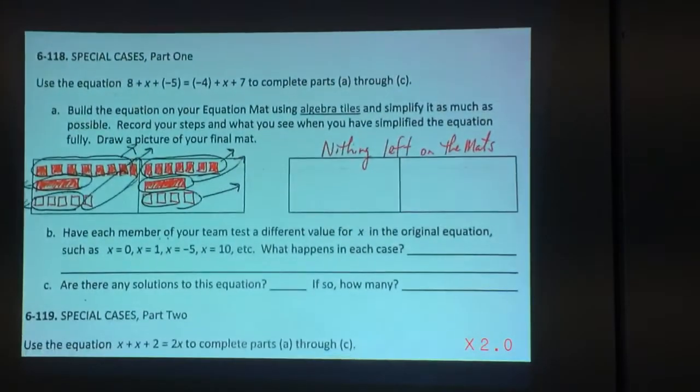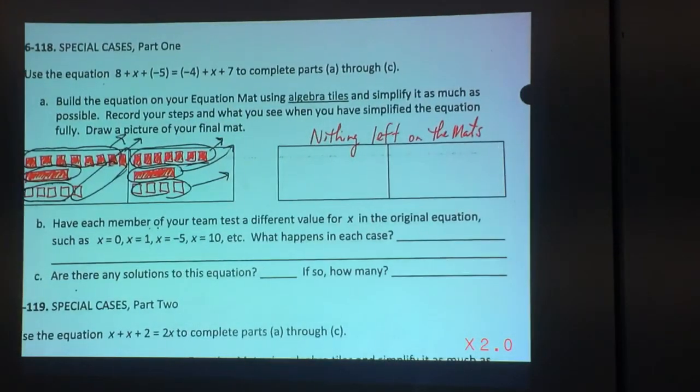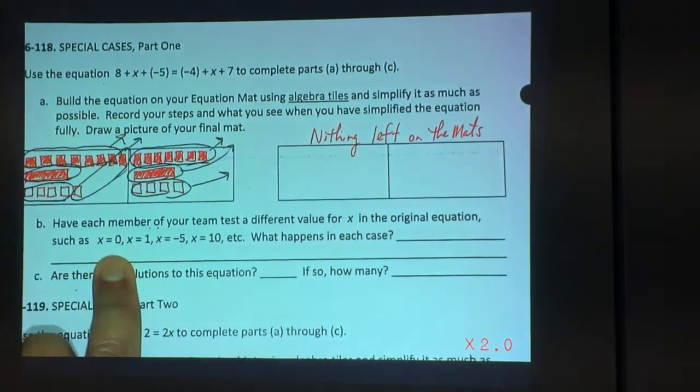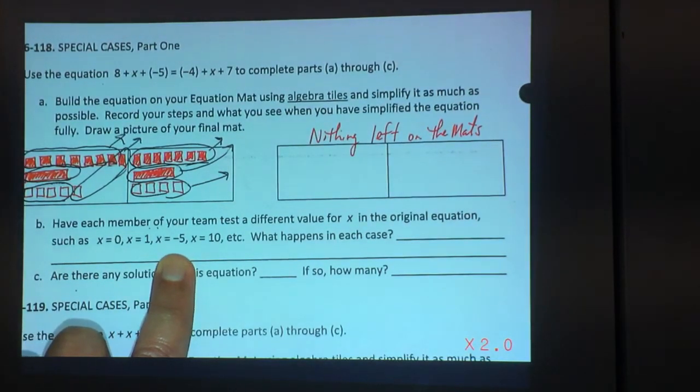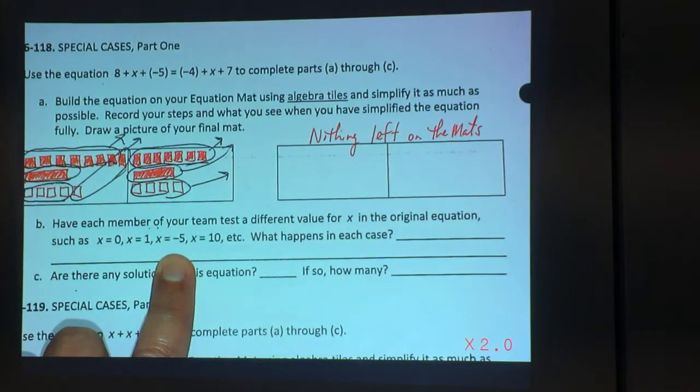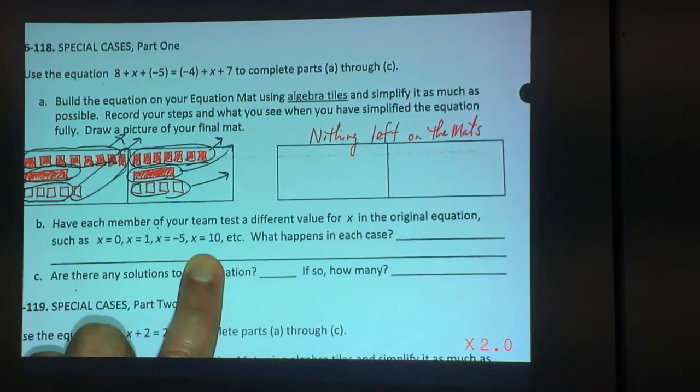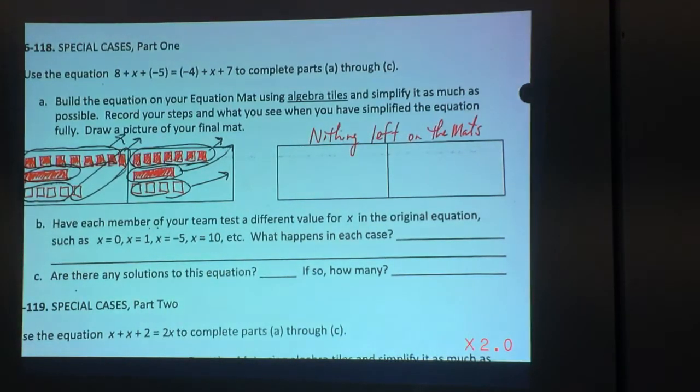Going on to B. Have each member of your team test a different value for X in the original equation, such as there's our 0, there's our positive, and there's a negative. Although I told you to use -1 because it's smaller, you can use another negative number. I just want you to try numbers that were easier for you to work with. And then there's another big positive. What happens in each case?